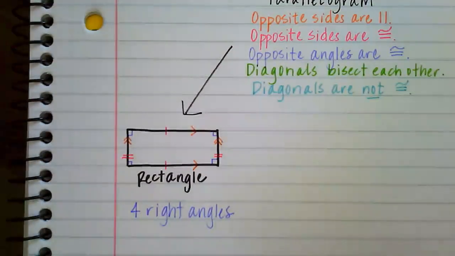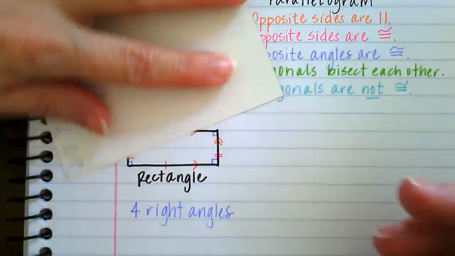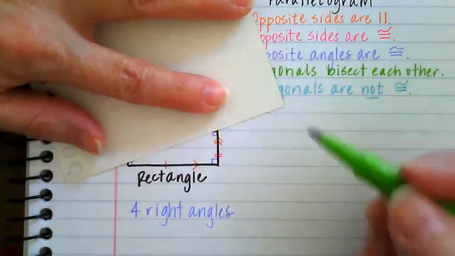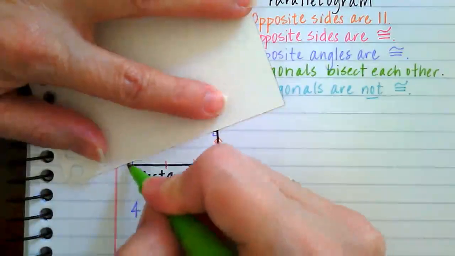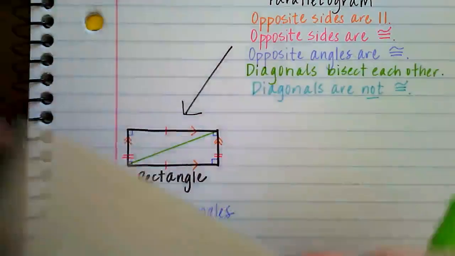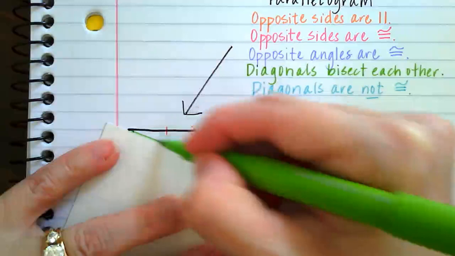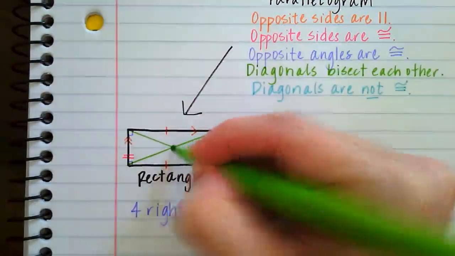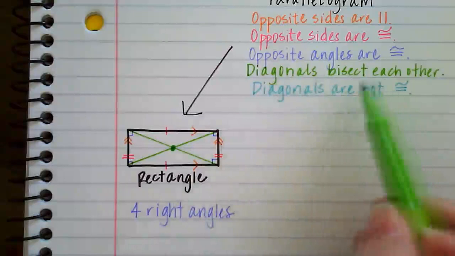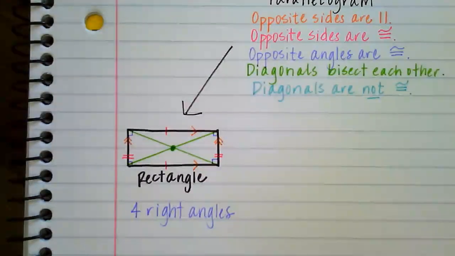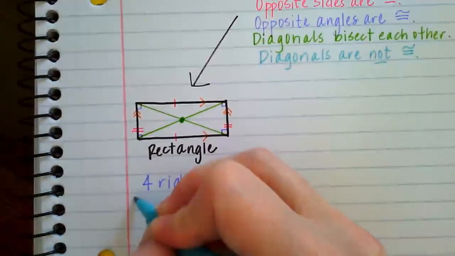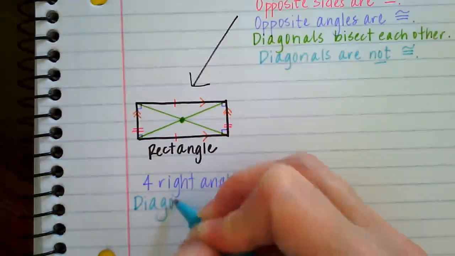So when the diagonals meet, they cut each other in half. So I'm going to use this again as a guide here. So that piece and this piece are meeting in their middles. All right, so that's still true. Diagonals bisect each other. But here's what's different, and that is that the diagonals are the same length. So I'm going to say diagonals are congruent on a rectangle.